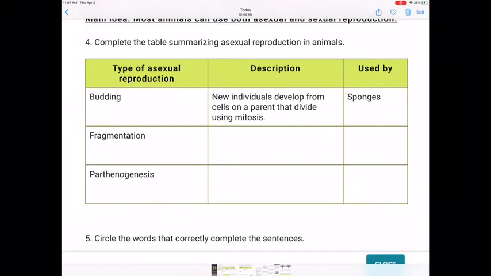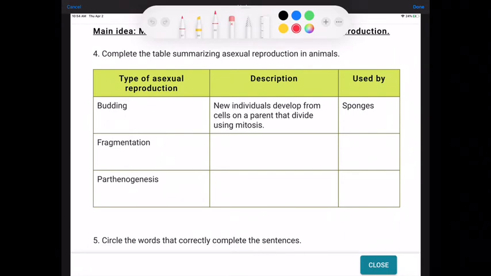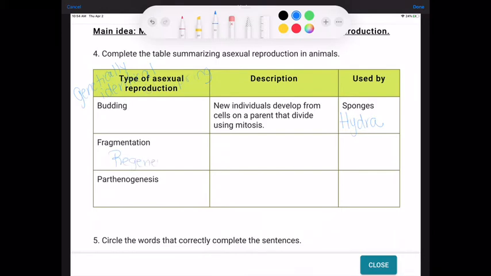So the next part, again, is talking about more types of asexual reproduction. And so if we remember, we said asexual reproduction has to do with genetically identical offspring. That's important. Budding. New individuals develop from cells on a parent that divide using mitosis. Sponges. You should also know Hydra. Fragmentation. New individuals develop from pieces that break off. Sometimes this is called regeneration.